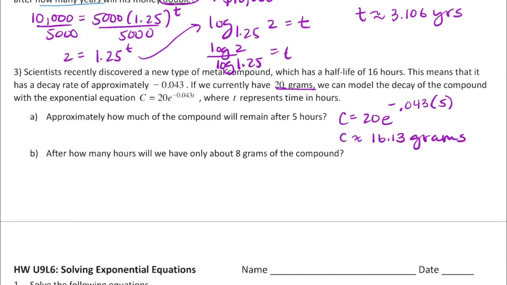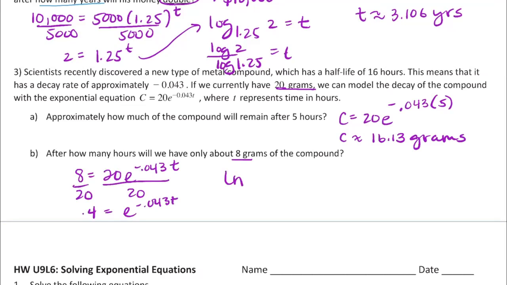After how many hours will we have only about 8 grams? So this will be the total amount of the compound, and we're looking for T. So for this one, just a reminder that if you have E as a base, we're going to be using natural logs, right? But let's first divide by 20. And that's 0.4. And we're going to convert to natural log. You don't have to write E because that's the base, but you're taking the natural log of 0.4.